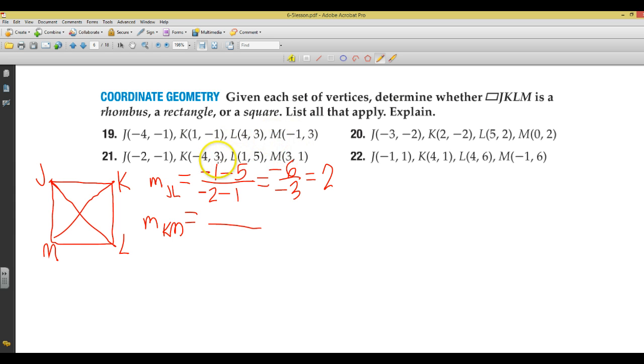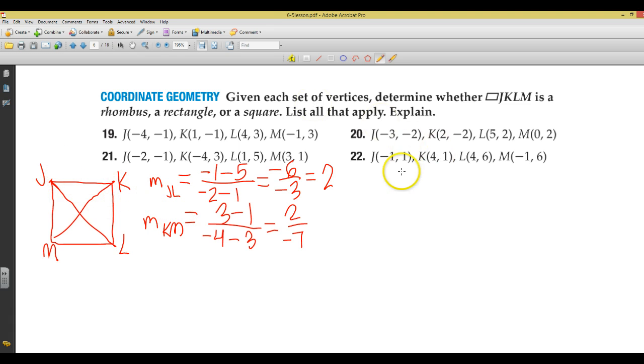So for K and M, my y's are 3 and 1, and my x's are -4 and 3. And the product of 2 and -2/7 would not be -1. Therefore, my diagonals are not perpendicular, which means that it is not a rhombus. Therefore, it cannot be a square, but we need to also check to see if it's a rectangle. So we need to see if the diagonals are congruent.